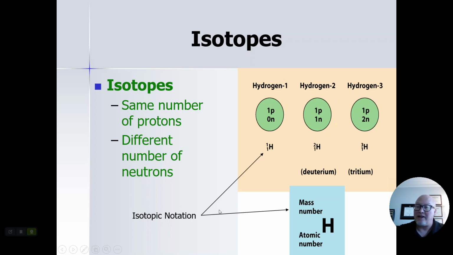So what do we need to make sure that we learn from this particular slide? First, isotopes are atoms of the same element, therefore the same atomic number, that have different numbers of neutrons. Isotopes have different numbers of neutrons. So atoms of the same element with different numbers of neutrons, those are isotopes.